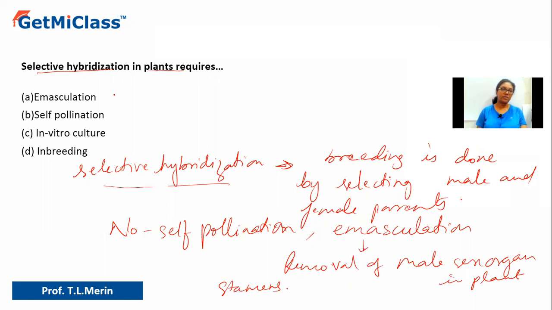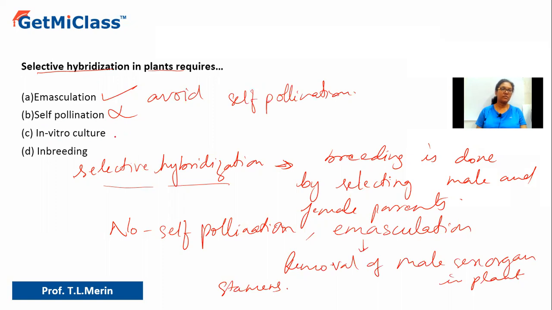Now let us see. Option A is emasculation. Yes, that is very much required so as to avoid self-pollination. So that is a very, very important point there. So that is the correct option. Option B says self-pollination. Selective hybridization in plants requires self-pollination. No, it doesn't require self-pollination because you are selecting the pollen from the plant which has some kind of desired characteristics, right? So it is ruled out.